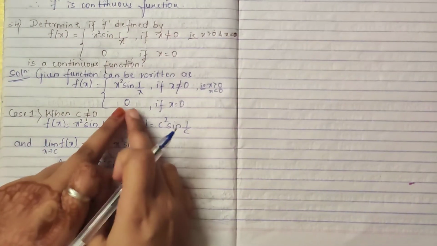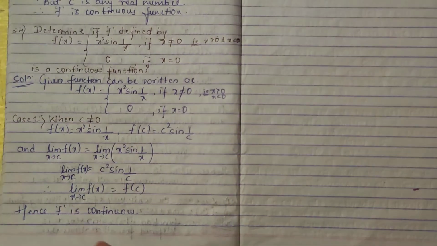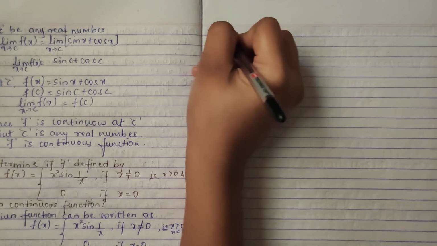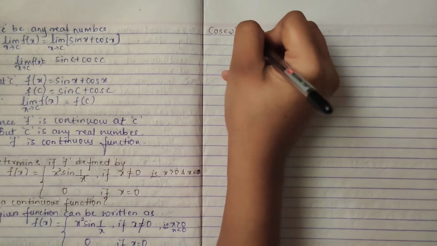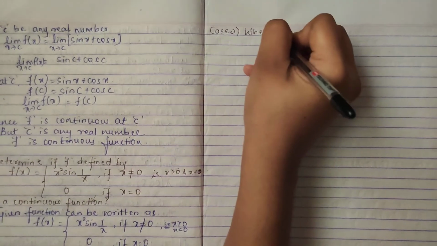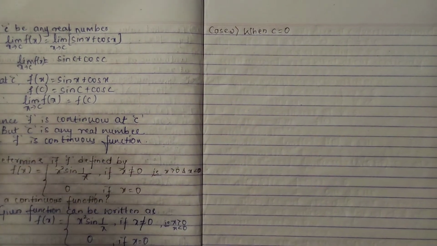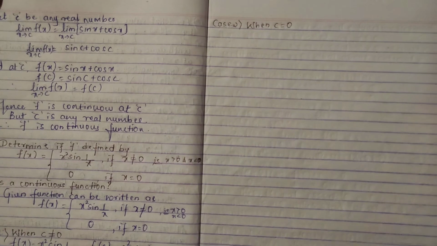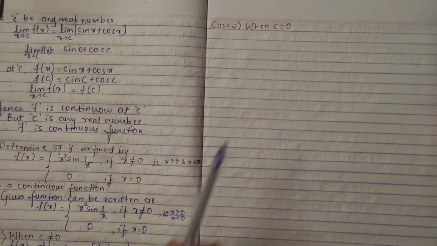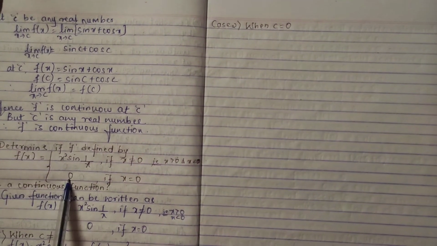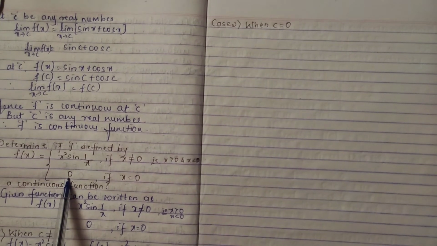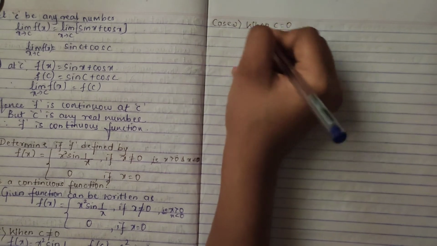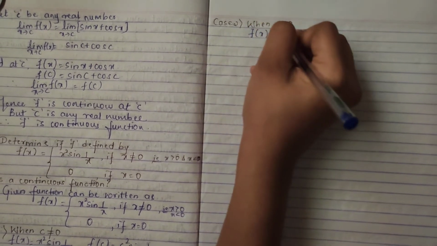Now, next condition is what? When x is not equal to 0. Case 2, when c is equal to 0. Yes, our case 2 is when c is equal to 0. So, you can see when c is not equal to 0, meaning when x is not equal to 0, what is our f of x? It is 0. So, when c is not equal to 0, f of x is equal to 0.